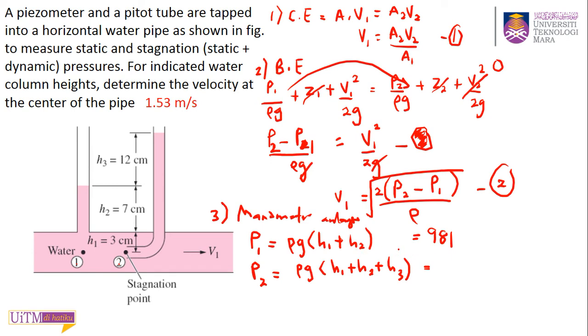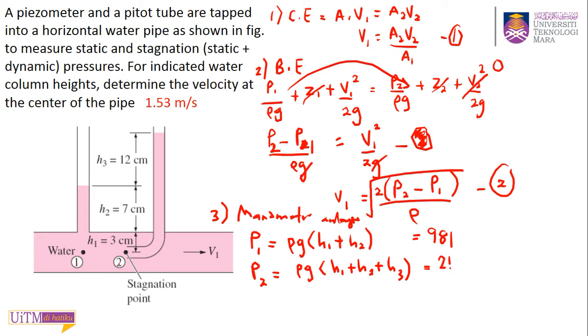Betul sih. Okay. And P2 again: 1000 times 9.81 times 3 plus 7 plus 12. 10 tambah 12, 22 cm. So 0.22 meter. 0.22 times 1000 times G. Berapa? Berapa nilai P2?